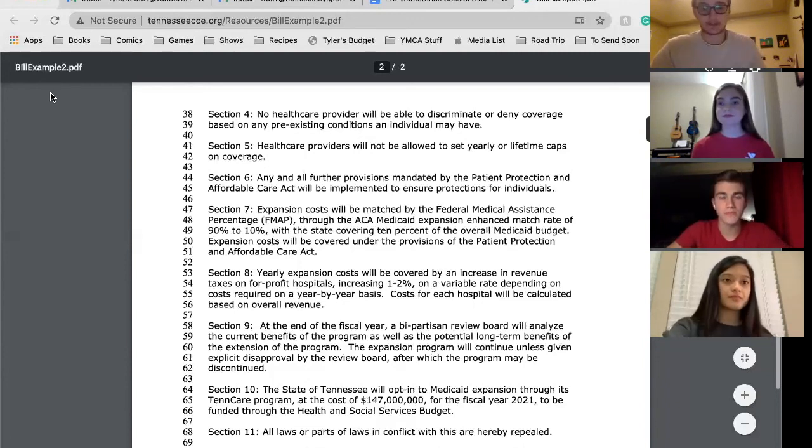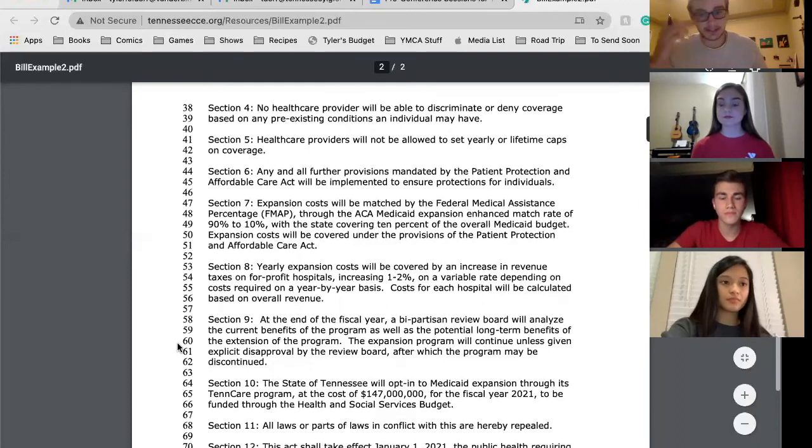One other section I'll highlight really quick is section 9, which sets up a bipartisan review board to analyze the current benefits of the program and the long-term benefits of the extension that the bill itself proposes. It's pretty rare that bills have a super well thought out review mechanism and a method for people reporting on the outcomes embedded within the bill. It's a really strong selling point for this bill, is that there will be a review conducted to see if it's effective, and that will be reported in the manner outlined here.